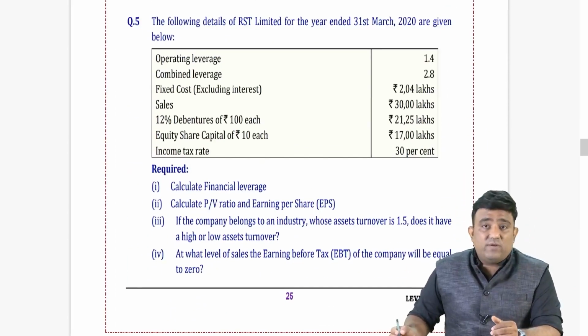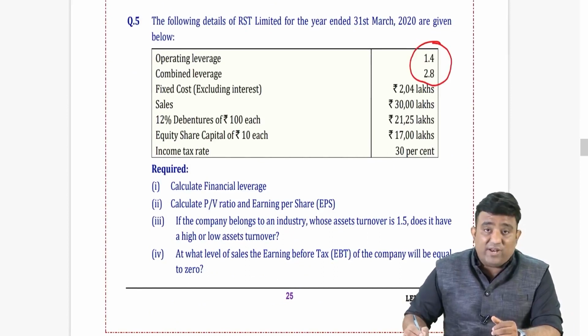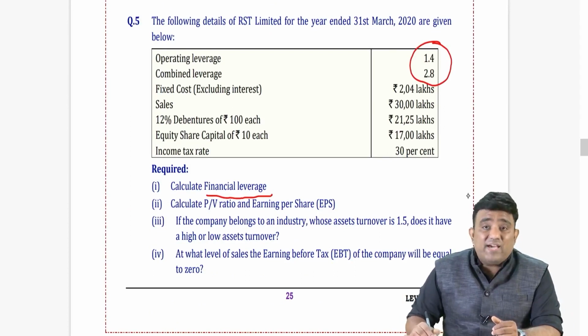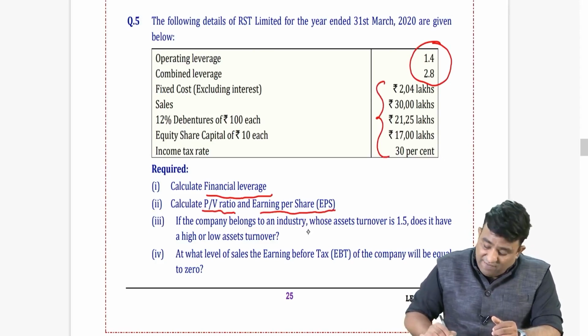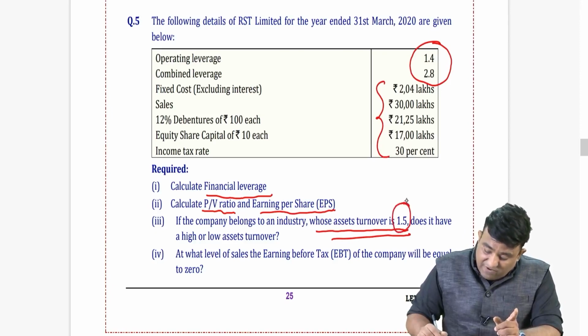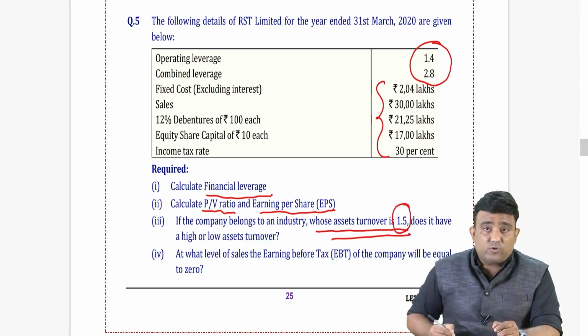Question 5, student. Again, very classy. We have operating and combined leverage. You can easily calculate financial leverage. By preparing an income statement with the help of given information, you can calculate PV ratio and EPS. And thereafter, you have to comment on the asset turnover ratio. If the asset turnover ratio of the company is less than 1.5, which is of the industry, then it has a low ratio. And if it is more than 1.5, it is a high ratio.